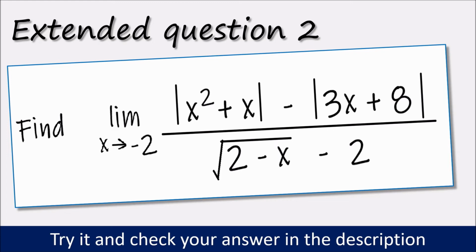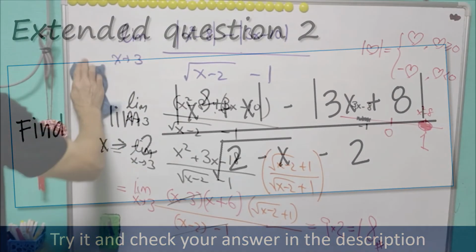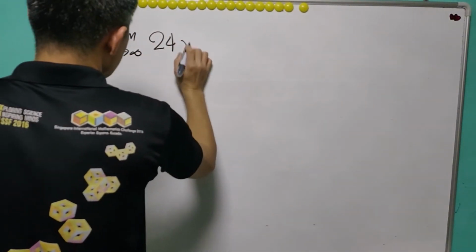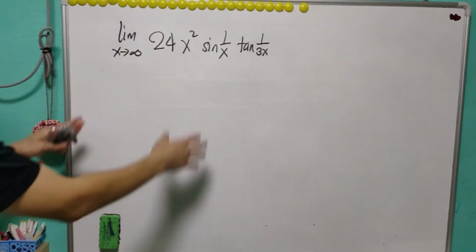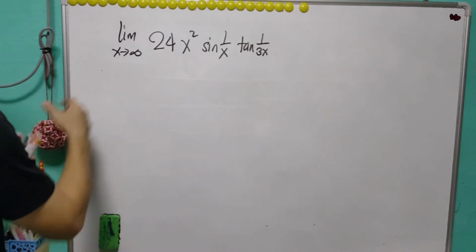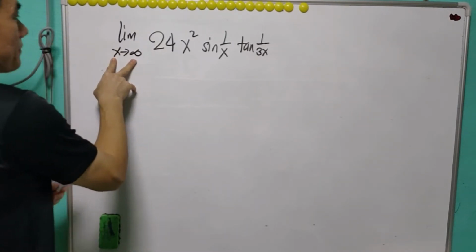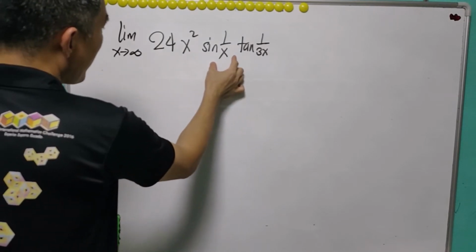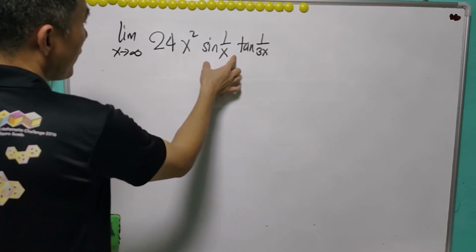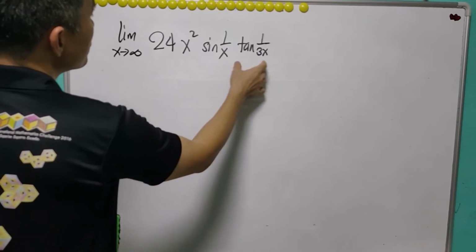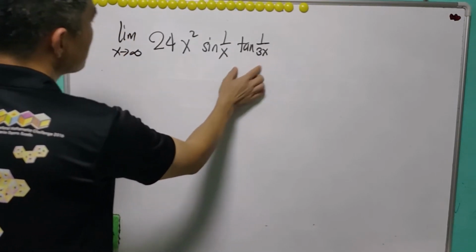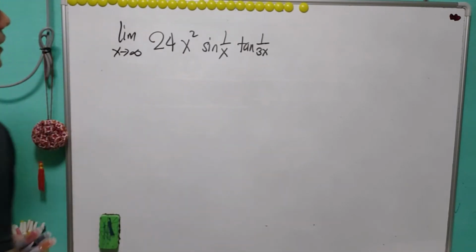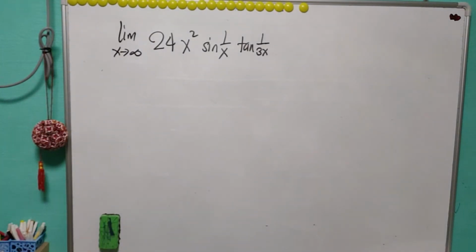Now we shall move on to the third question of the day. When x tends to infinity, x squared tends to infinity, hence 1 over x tends to 0, sine 1 over x tends to 0, and so does tangent 1 over 3x. So it seems that this is infinity times 0 times 0, and it is of indeterminate form.